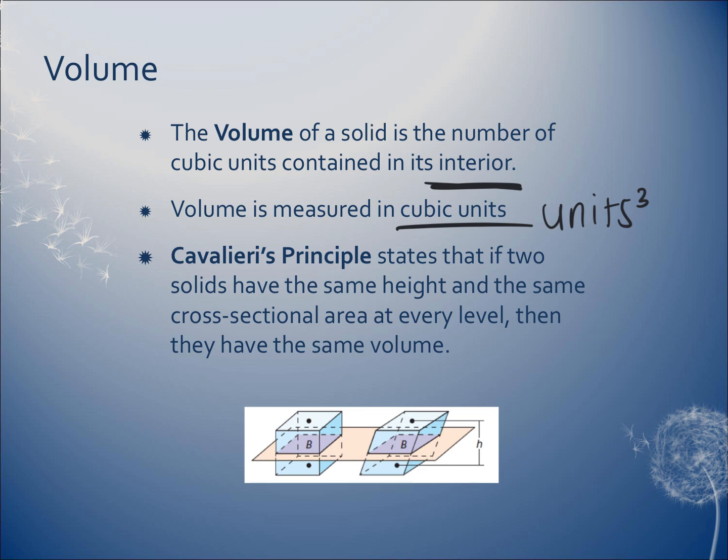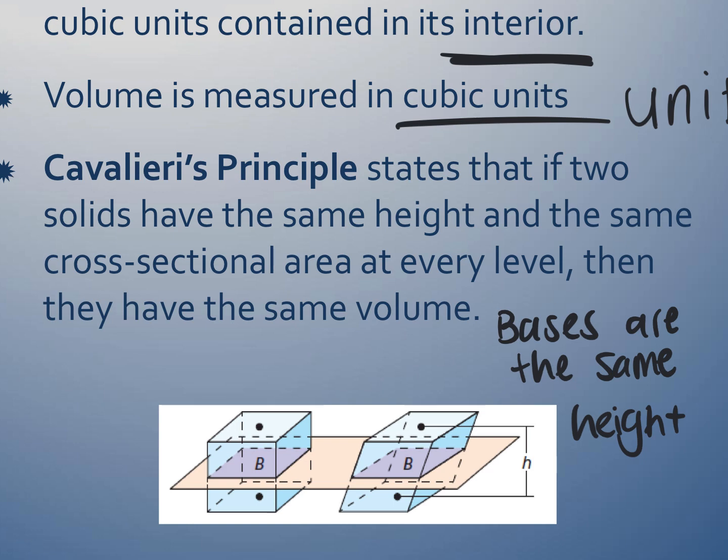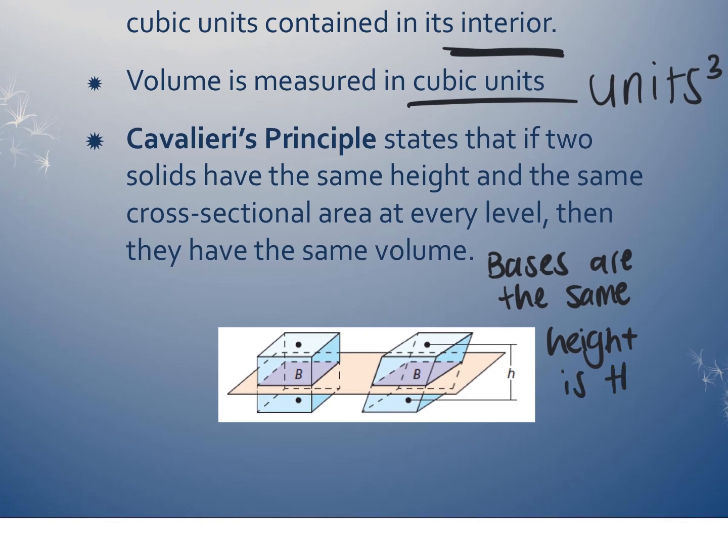And then there's something called Cavalieri's principle. Cavalieri's principle states that if two solids have the same height and the same cross-sectional area at every level, then they have the same volume, okay? That's a fancy way of saying that if the bases are the same and the height is the same, then the volume is the same.